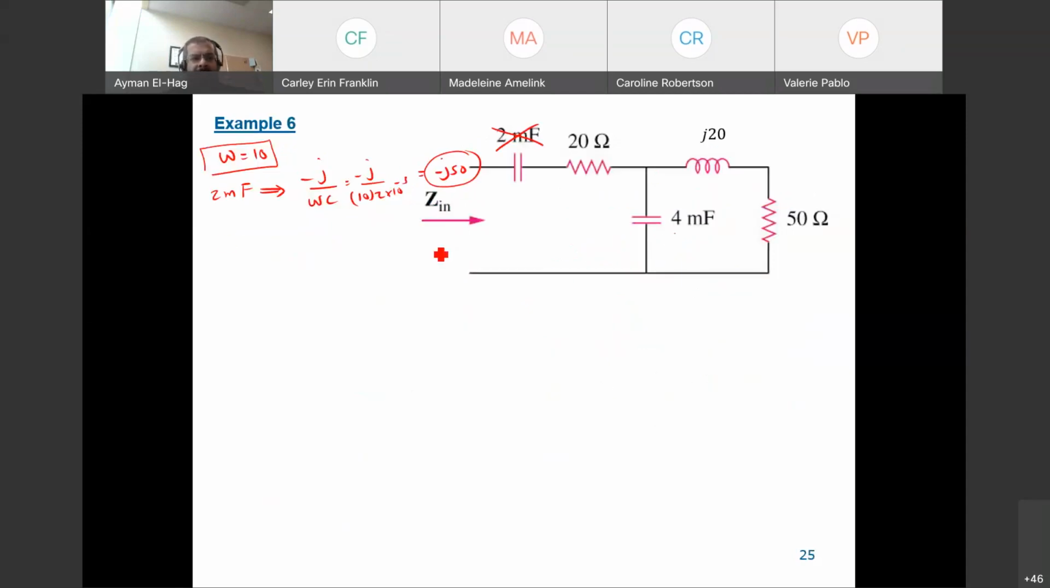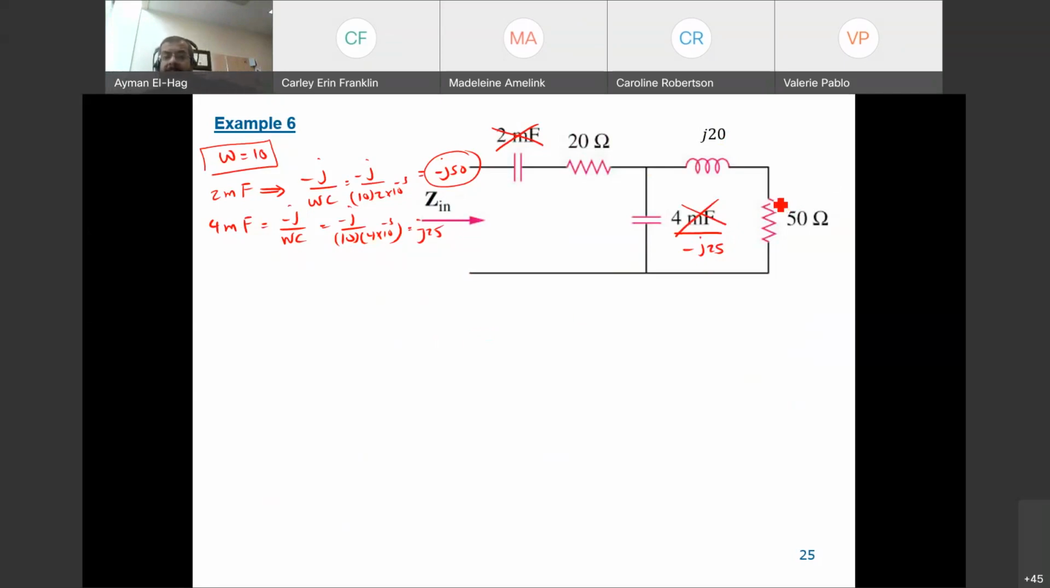It is j omega L, so it is j times 10 times 2, equal to j20. You can see here, this is j20. Now let's see the 4 millifarad, which is minus j over omega C, minus j over 10 times 4 times 10 to the minus 3. So this is equal to minus j25. There is no 4 here, this is minus j25. Now, after converting every inductor and every capacitor to the values I'm looking for, I am ready to do the addition, subtraction, parallel, series, everything in my circuit.